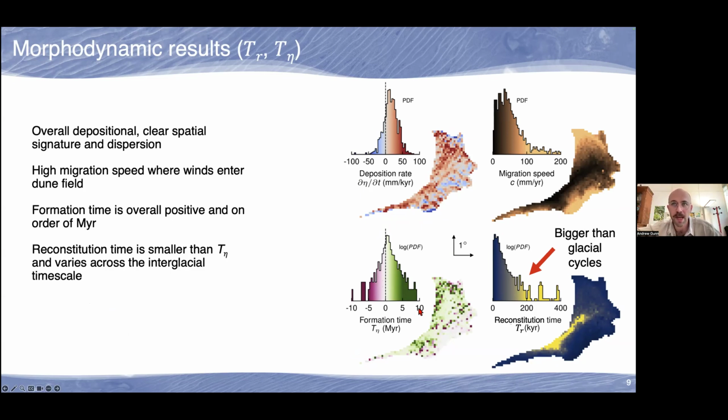This is the time it would take to erase or produce the sand in the dune field, given these rates above. And you can see the timescales here are pretty long, and the distribution is pretty wide. And these are log scales on the bottom of these probability distributions here. And then in the bottom right, we have the reconstitution time, that one that I said, how long it takes for a dune to migrate. And in this location, interestingly, we have some places where the reconstitution time well exceeds the interglacial timescale.